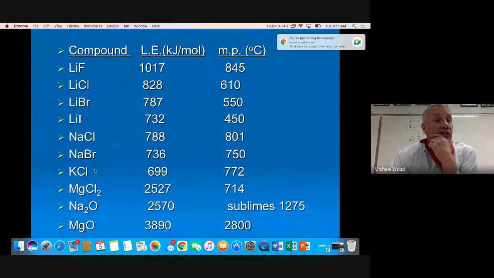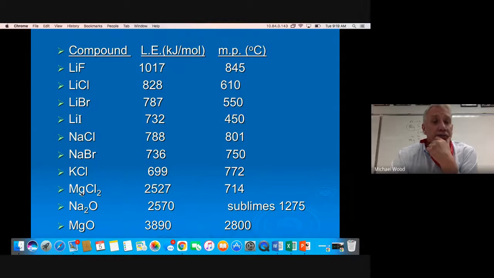Compare NaCl to KCl. If I ask you to predict which one has a higher lattice energy, Coulombic attraction? Well, again, go to the charge. So plus one, minus one. K plus one, minus one. But then I look at their sizes. Na is element 11, K is 19. That's larger, so it has a smaller lattice energy.